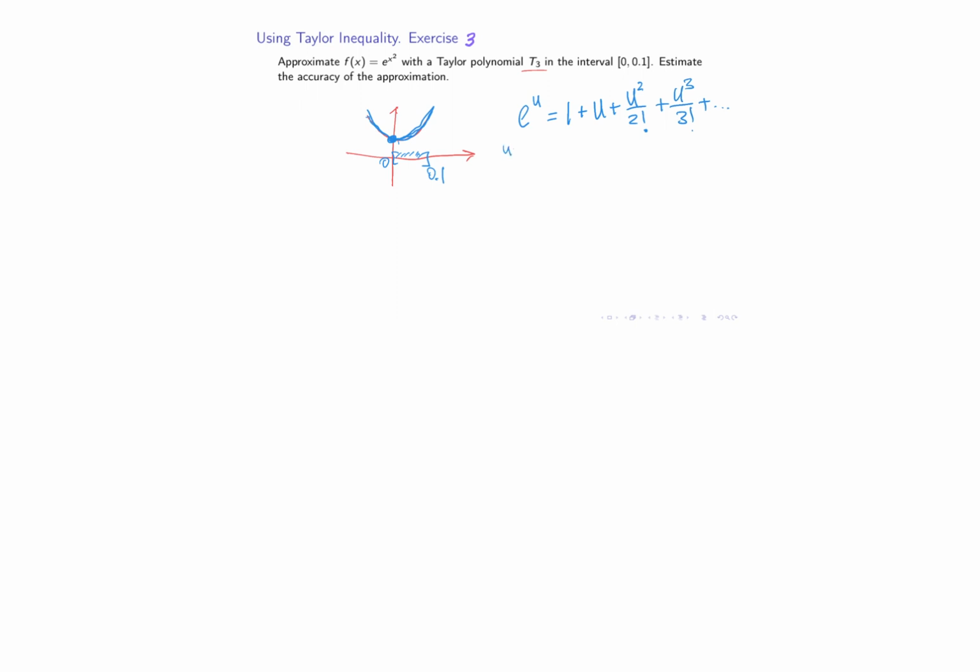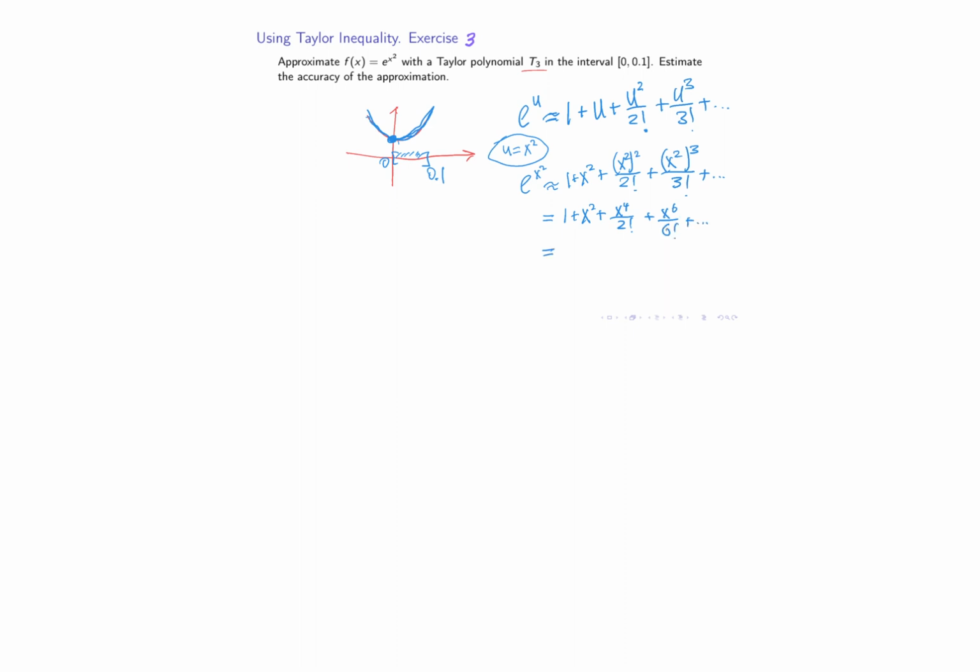We plug in u equals x squared and we get e to the x squared. By the way, I should write approximately here. So e to the x squared is approximately 1 plus x squared plus x squared squared over 2 factorial plus x squared cubed over 3 factorial, and so on. Let's simplify this expression. So we get 1 plus x squared plus x to the 4 over 2 factorial plus x to the 6 over 3 factorial plus so on.